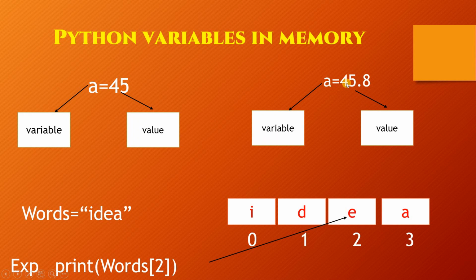Variable a is equal to 45.8. This is called a float value. One more thing: when we are creating our project, when we are creating programs in Python, it depends upon the inputs. What sort of input you want to give.